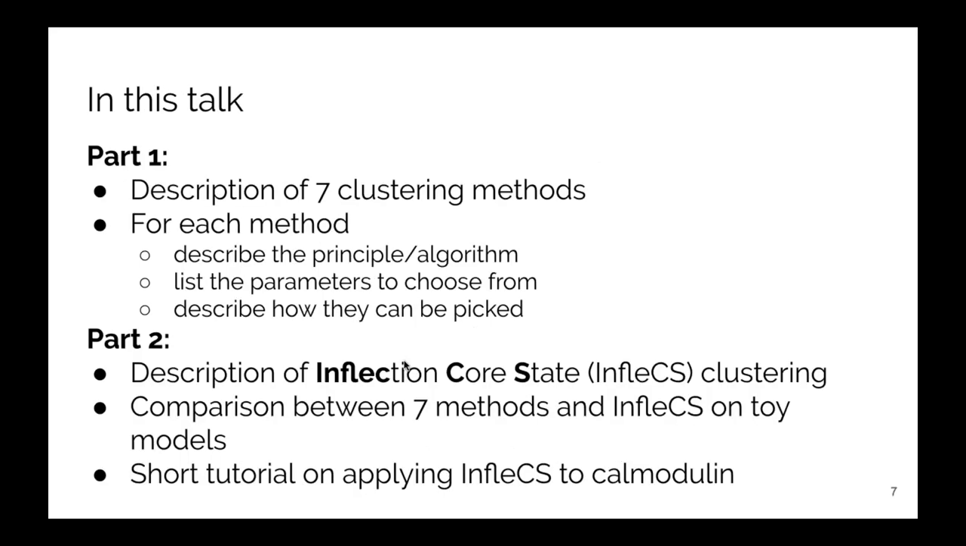So now I want to discuss how the clustering is actually done in practice. This talk will be divided into two parts. I'll start by describing seven clustering methods that are available out there. And for each method, describe the principle, the algorithm, and list the parameters that need to be picked, and describe how they can be picked in an advantageous manner.